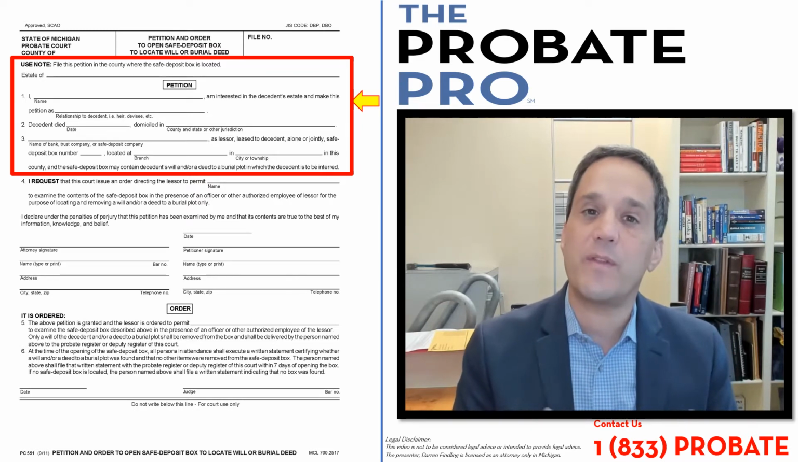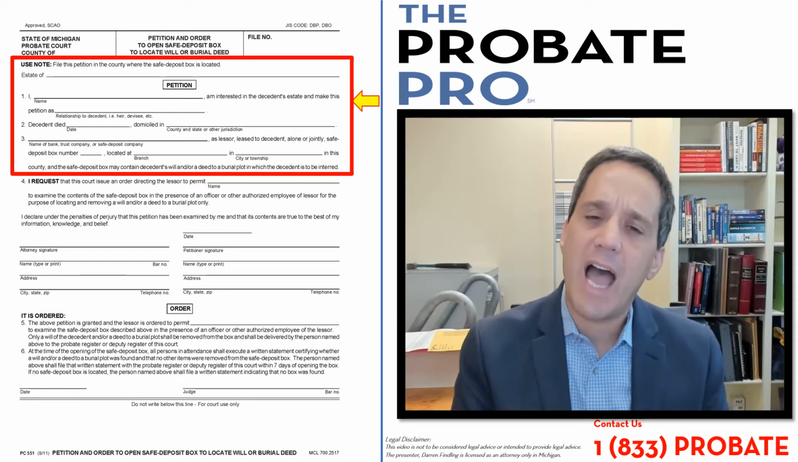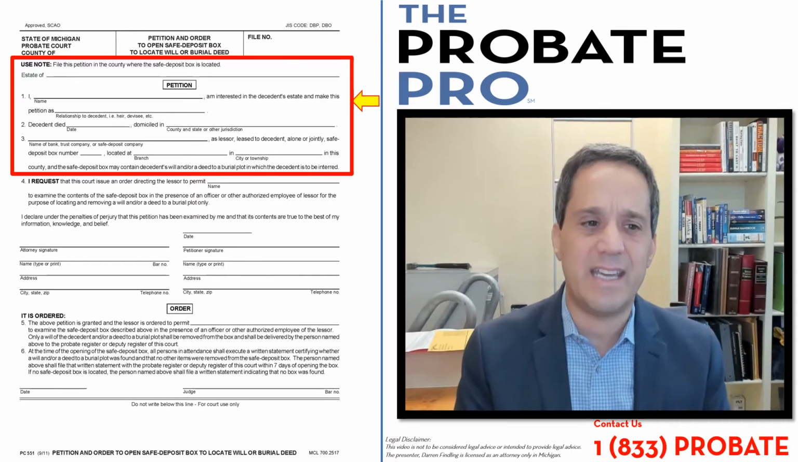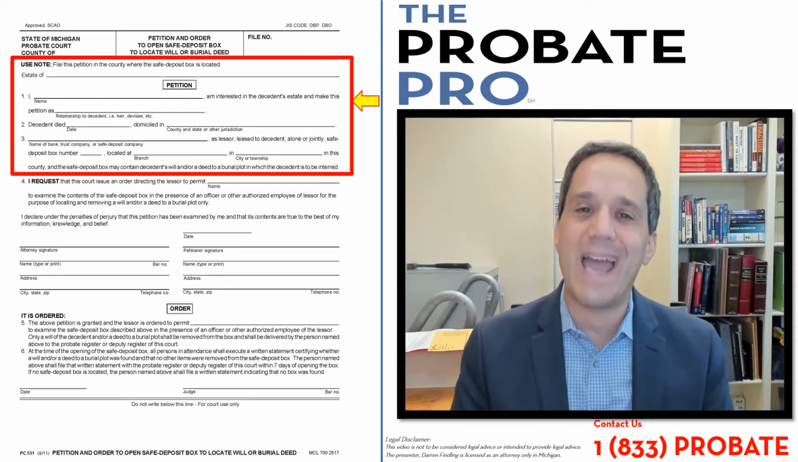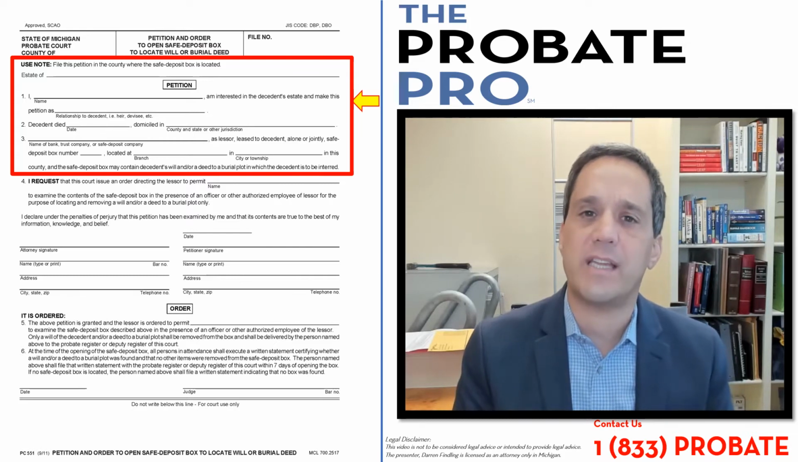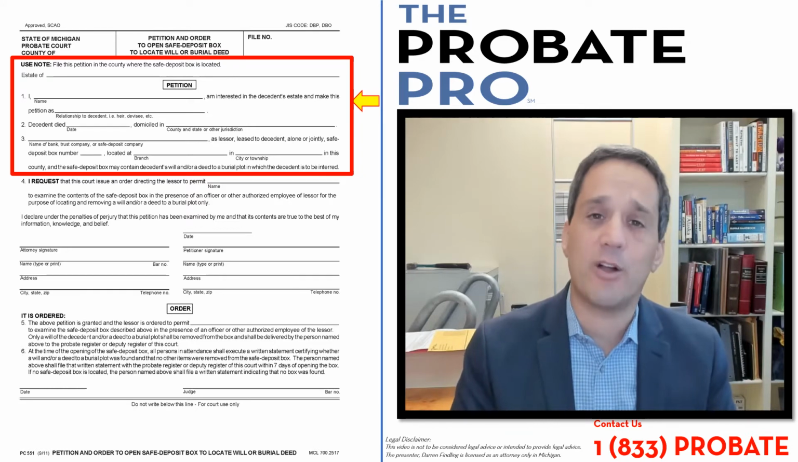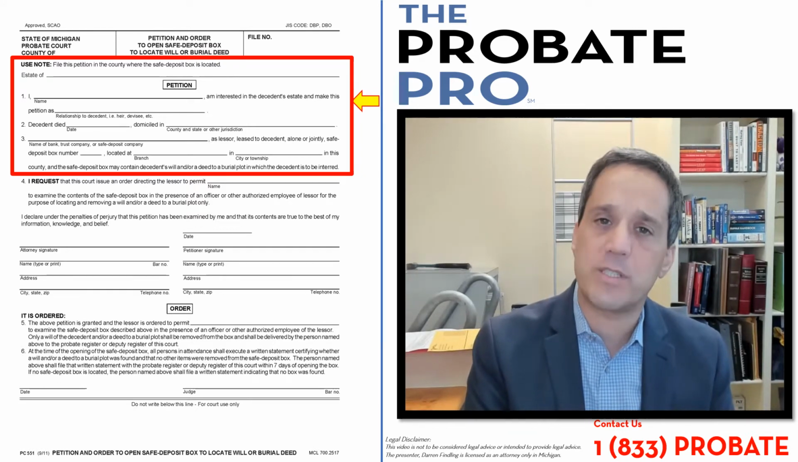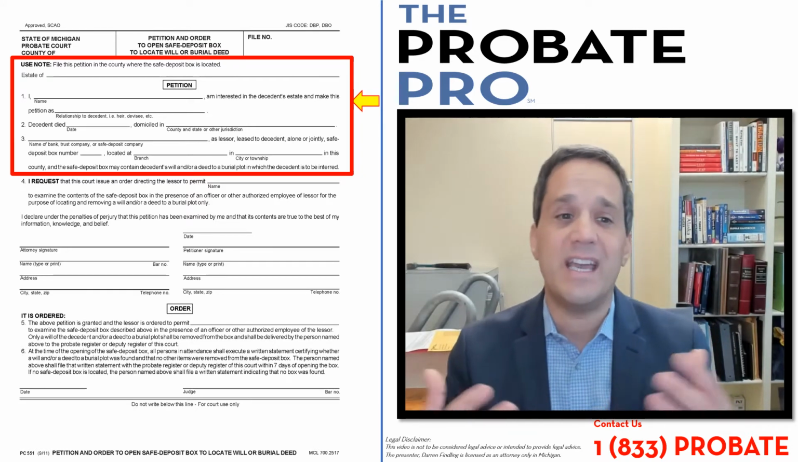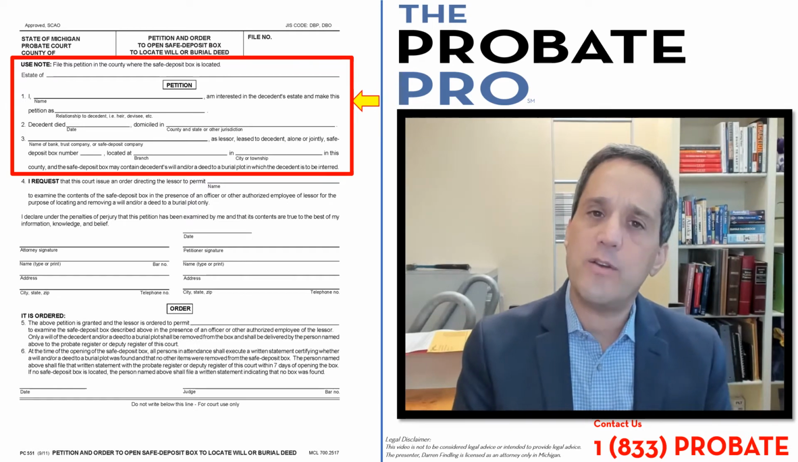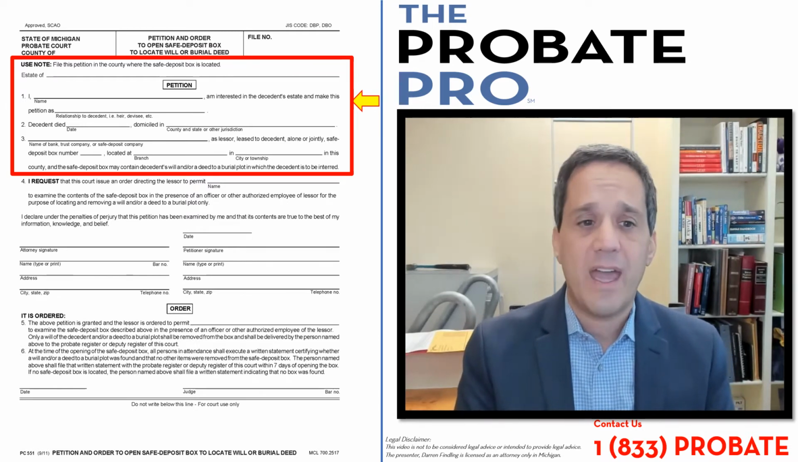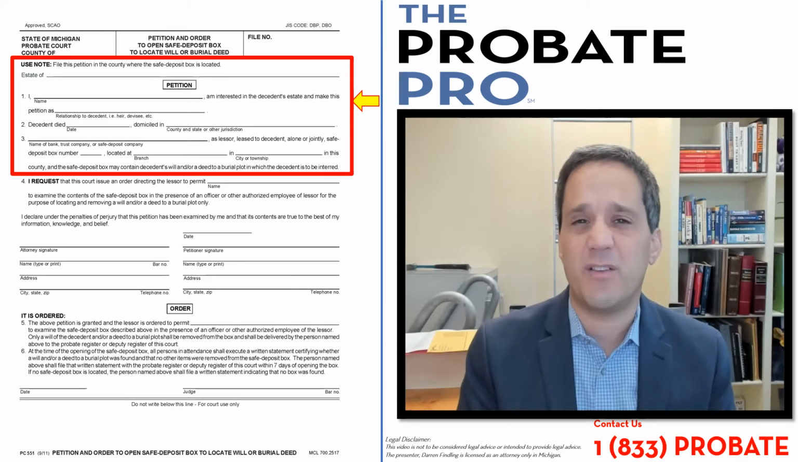The next thing is within the petition itself, you identify how you're interested in the decedent's estate and what role, what status you are making your request and petitioning the court. So for example, are you a spouse? Are you a child? Are you the nominated personal representative in a will, an heir, a devisee, etc.? Then you'd identify the date of death as well as the domicile of that individual.